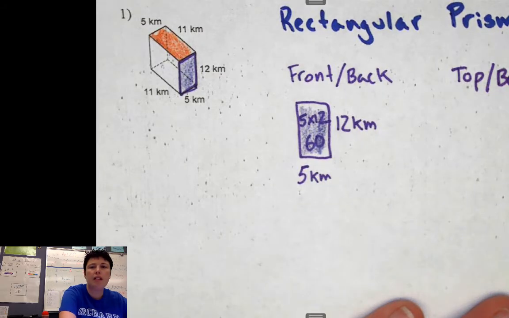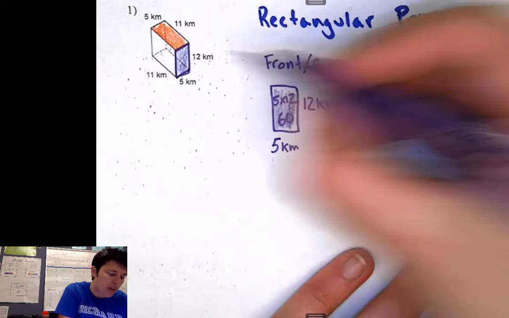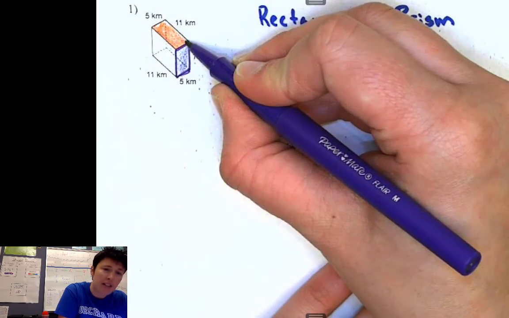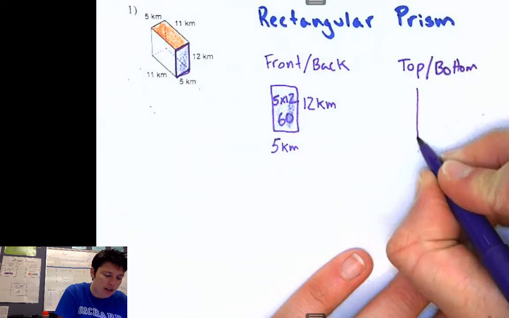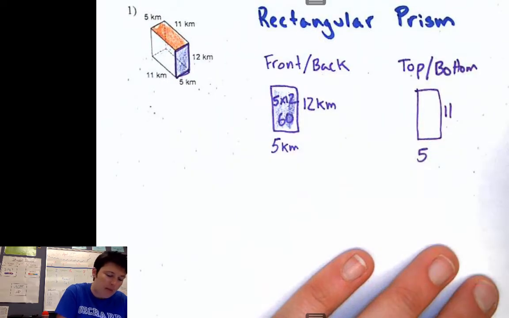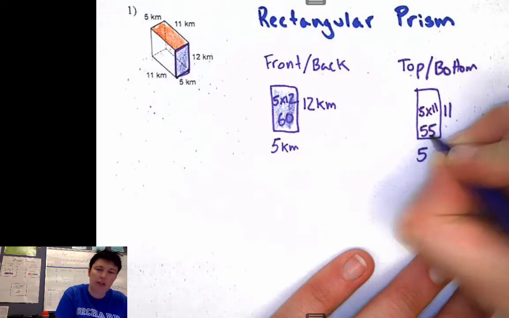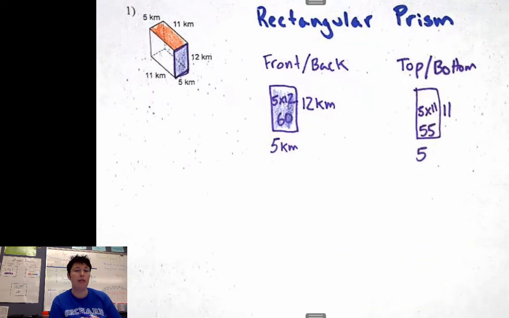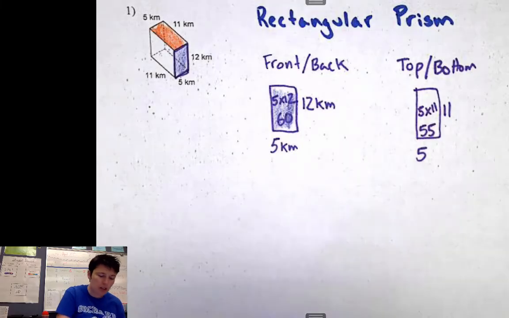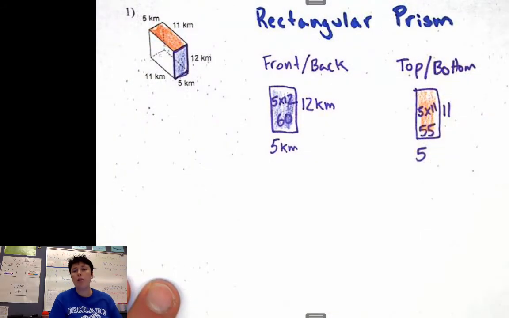And for the top and the bottom, let's get our dimensions on here. So it looks like it measures 5 by 11. So I'm going to draw a rectangle that is 5 by 11. So I'm going to have to do 5 times 11, which I know is 55. So the area of the top and the bottom is 55. And since that was my orange, I'll color that in orange so I don't forget. And then I'm almost done.